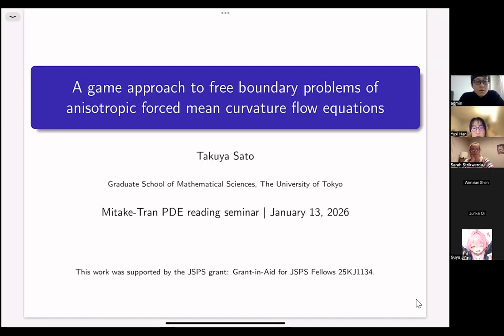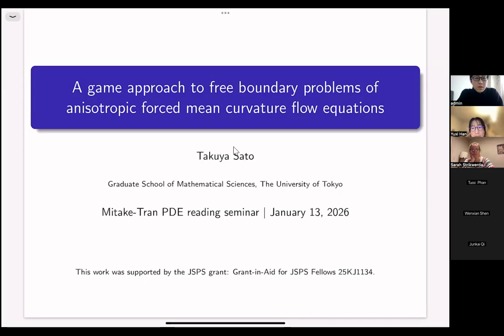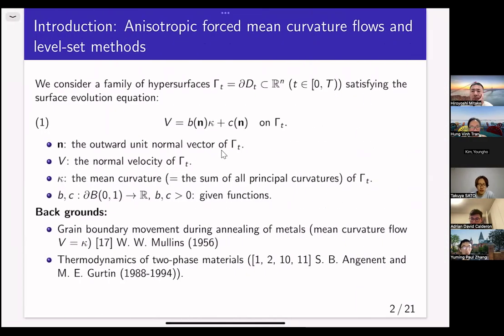Today, I would like to talk about some geometric PDE given by the level set method using some formulation by stationary type equations and the game interpretation for that equations. So I'd like to start from the background and the geometric models.